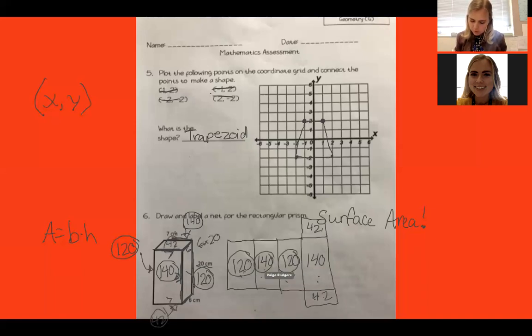So 120 plus 140 plus 120 plus 140 plus 42 plus 42. And you should have 6 faces that you're adding up. So 42 plus 42 plus 140 plus 140 plus 120 plus 120. And if you're ever doing a calculator problem, make sure you double check your work to make sure you didn't type something in wrong. So the whole surface area added up together was 604 centimeters squared. Okay, so the area of every single surface added up together is 604 centimeters squared.